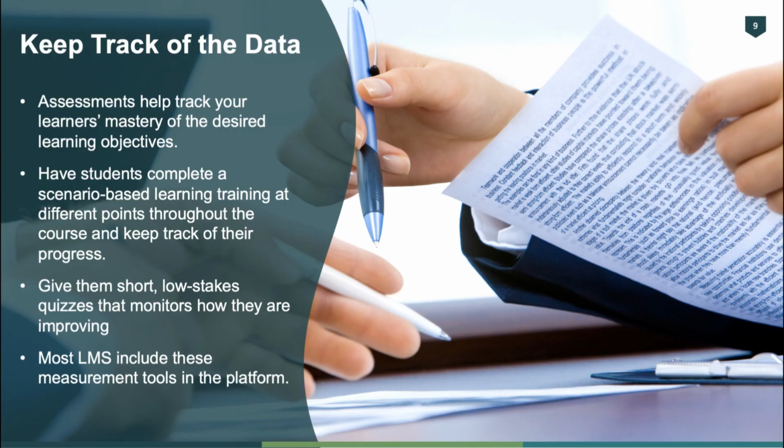Keep track of the data. It's essential that you have quantifiable data that you can actually track. The online assessments help track your learners' mastery of the desired learning objectives. One way of doing this is by having students complete a scenario-based training at different points throughout the course and keep track of their progress. Another way is by giving them short, low-stakes quizzes that monitor how they are improving. Most learning management systems include these measurement tools in the platform.